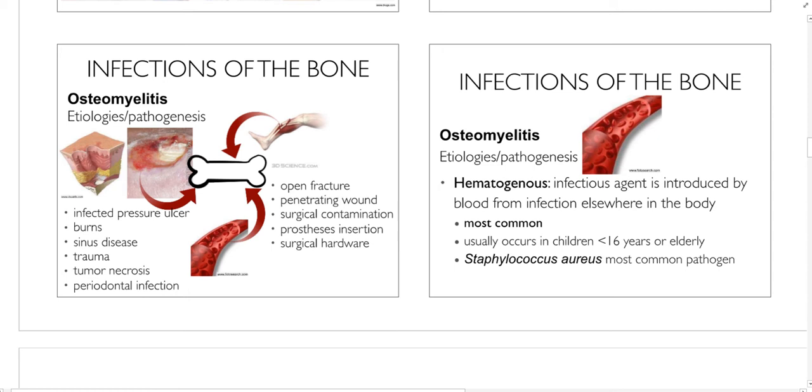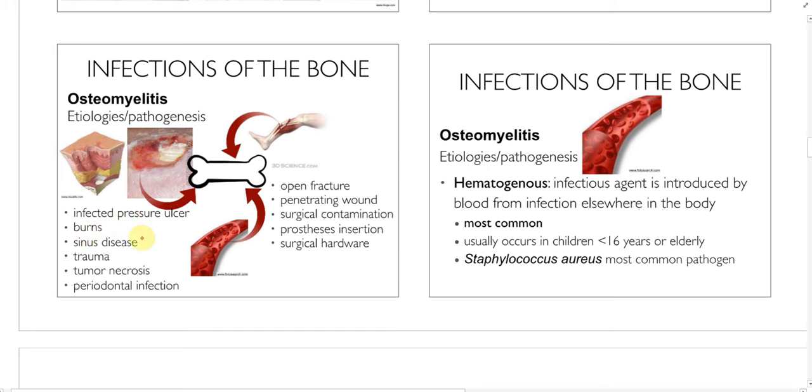Osteomyelitis is basically just an infection in the bone. A lot of times this can come from infected pressure ulcers, which is what this little doohickey is, I think. Yeah, oh yeah, okay. And they're exposed to pathogens that they normally would never be exposed to.